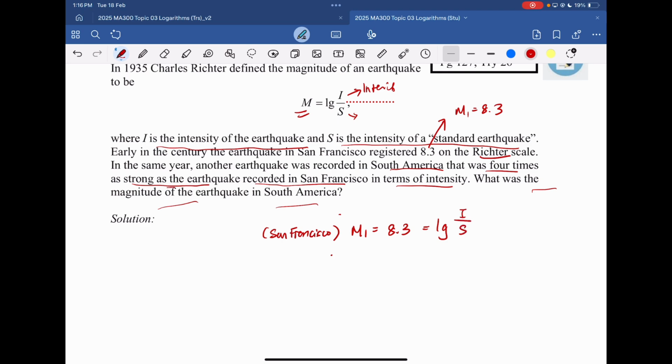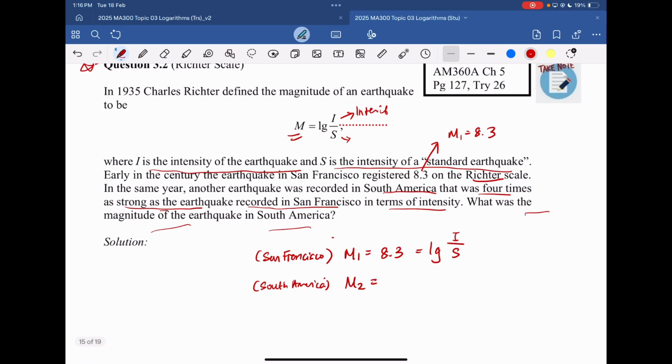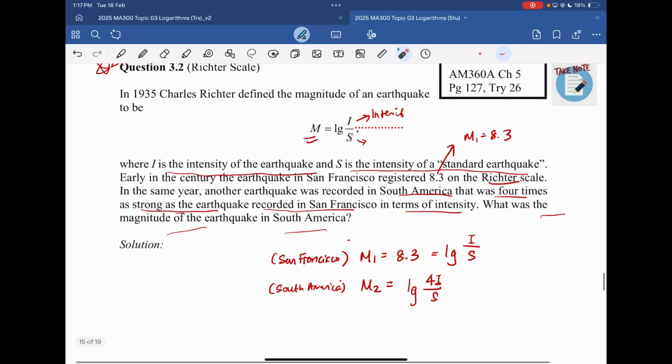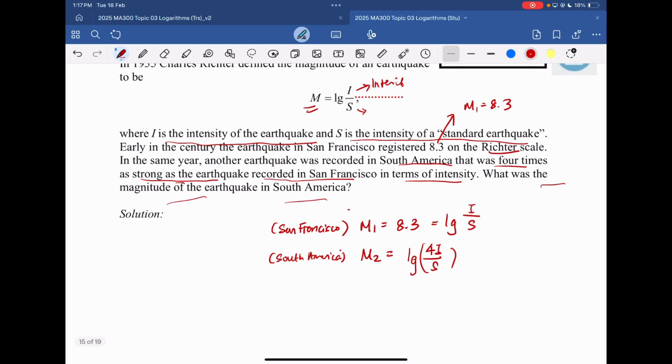Then in South America, I really want you all to pay attention to this question. In South America, the second magnitude. What do you know about this? It is 4I. So you replace this with 4I. Alex, have you gotten an answer for this question? Yes. What's the answer? 8.9. Okay, good. But I still want you to stop and pay attention to me.